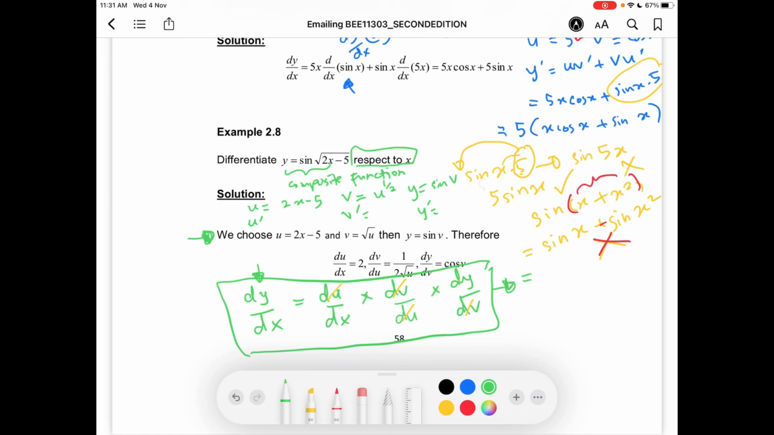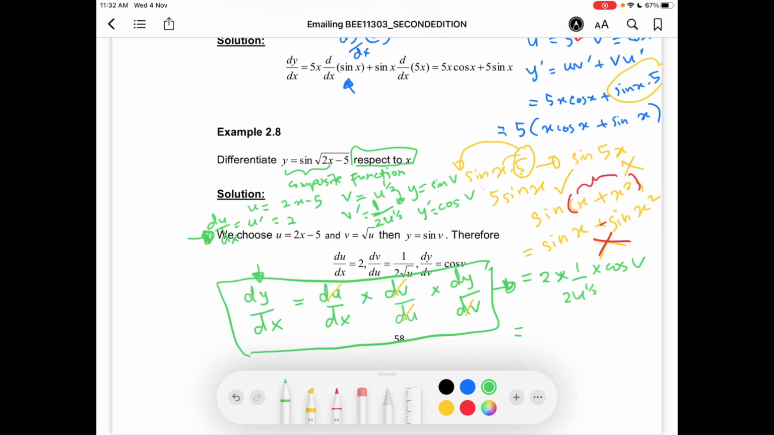Okay, let's proceed. u prime, or du over dx, is actually only 2. For v prime, v is u to the power of half. Straight away doing the differentiation with the power rule here is very easy. Finally, sine v, when you differentiate it, you will get cos v. So you plug in: du over dx is 2, times dv over du is 1 over 2u to the power of half, times cos v.